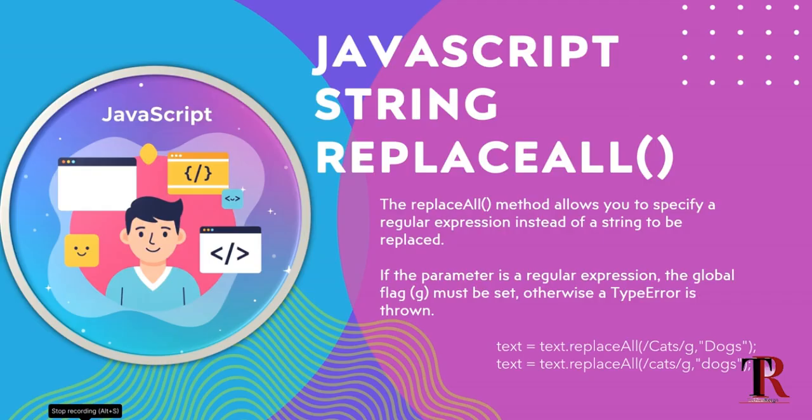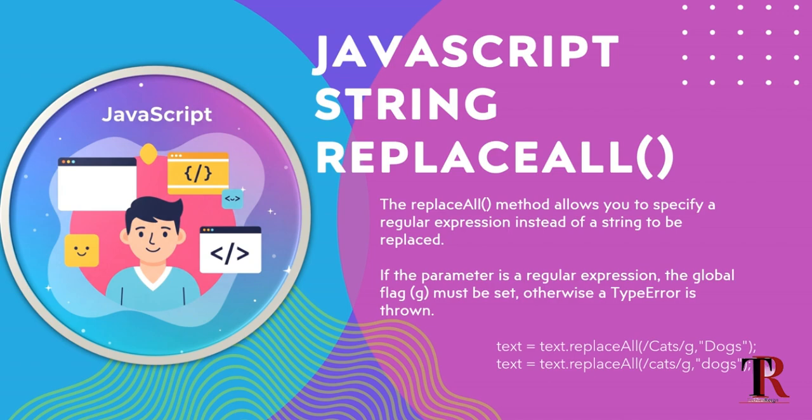So this is simply saying that if you want to use a regular expression, with a forward slash before the string and a forward slash at the end, you need to use the global flag g so as not to get a type error when you try to run your code. Here you can see an example: text.replaceAll, where cat is to be replaced with dog. So all instances of cat in the string are expected to be replaced with dog.